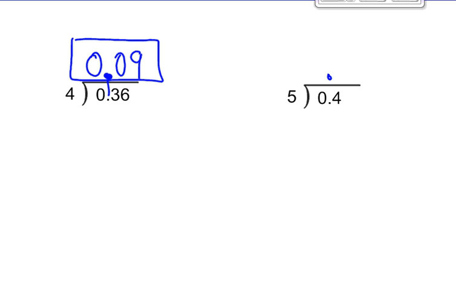We look here at our next problem. First step, decimal goes straight up. 5 goes into 0, 0 times, 5 goes into 4, 0 times. So what do we need to do?